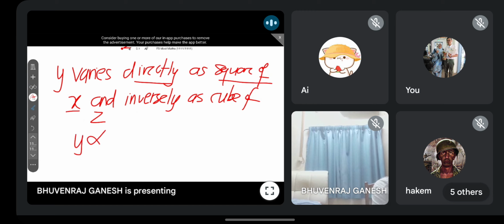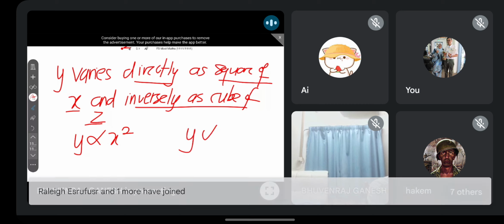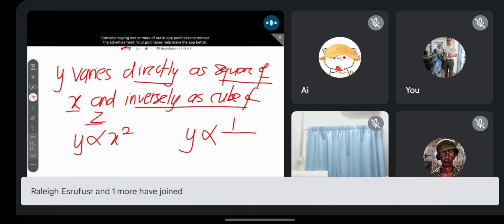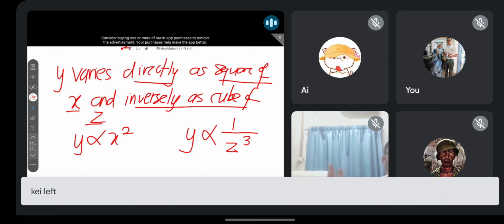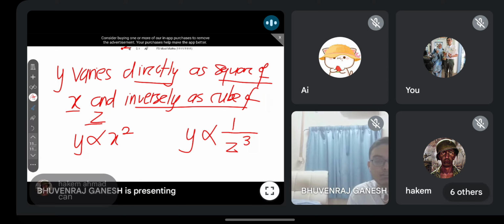So you'll write like this: y varies directly as x square. Correct? This is the first part of the sentence. Second part, inversely as cube of z. Sorry, yes, correct. So I write: y varies inversely as cube of z. Okay guys, until here, can you all understand? How did I get these two?